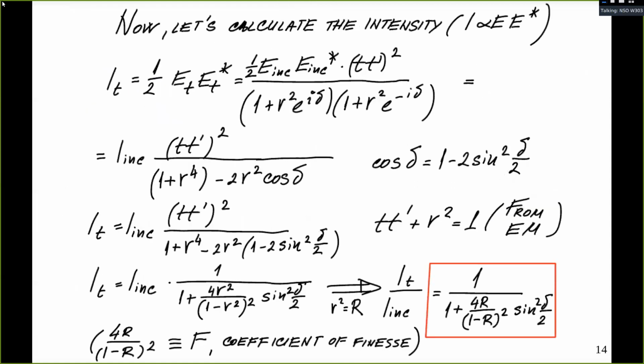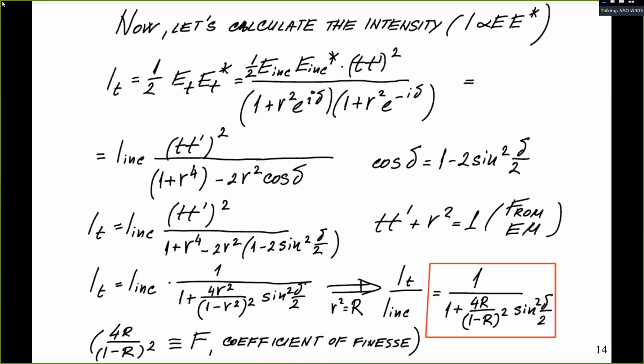And now we can calculate the intensity from the electric field just by multiplying it with its complex conjugate and taking 1/2, which corresponds to the temporal averaging. And through some math that you can go through if you don't remember this and you want to fully understand how the Fabry-Perot functions, you will get in the end that the ratio between the transmitted intensity and the incoming intensity looks something like this.